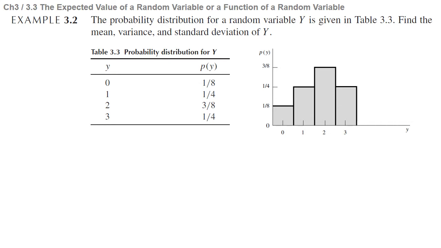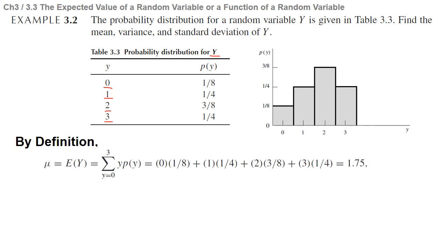And let's move to example 3.2. The probability distribution for a random variable y is given in table 3.3. Find the mean, variance, and standard deviation of y. Okay, here's our random variable y. It's a discrete random variable. The possible values are 0, 1, 2, and 3, and the related probabilities are 1/8, 1/4, 3/8, and 1/4. Okay, and let's calculate one by one.